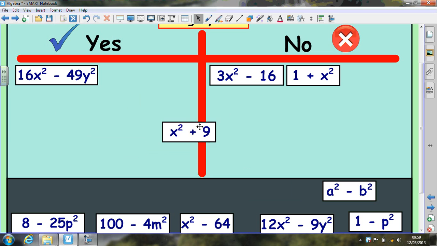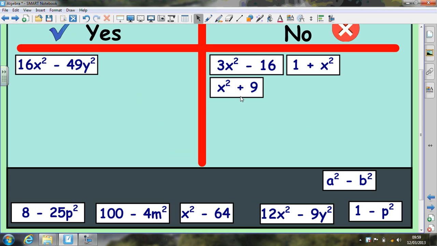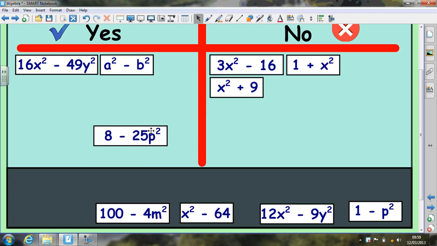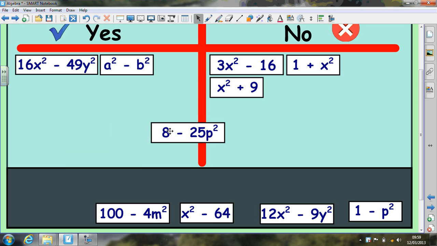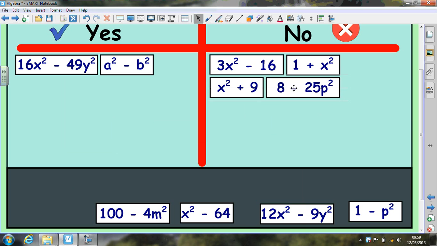X squared plus, straight away we should be saying no because there's a plus in the middle. This one we've got a subtract in the middle, we've got a square at the start and a b squared at the end, that is. We've got a subtract in the middle here, but 8 is not a square number. You can make 8 with 2 times 4 or 1 times 8, but you can't make it with 4 times 4. That would be 4 add 4, so that's not a difference of two squares.